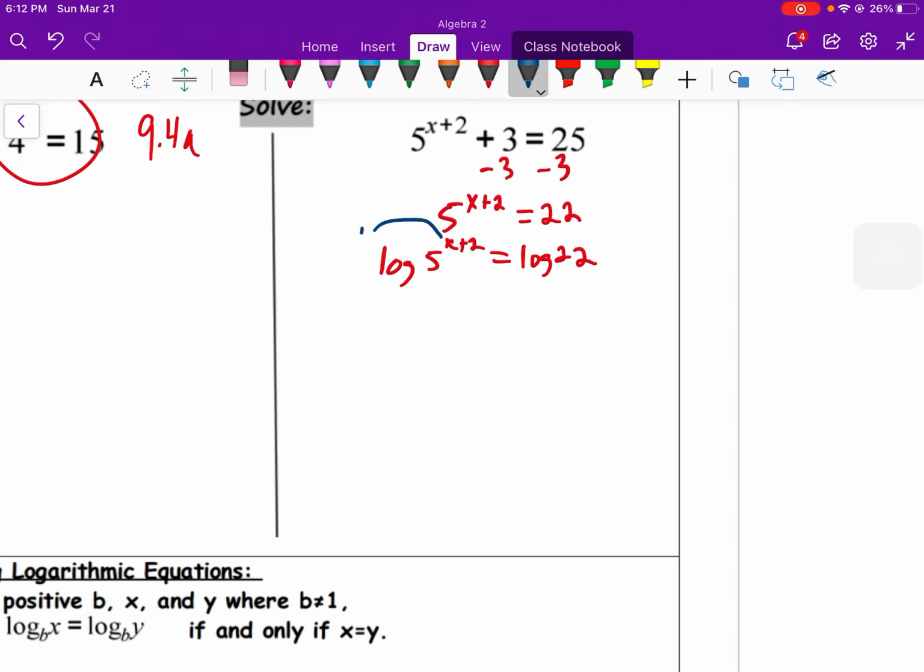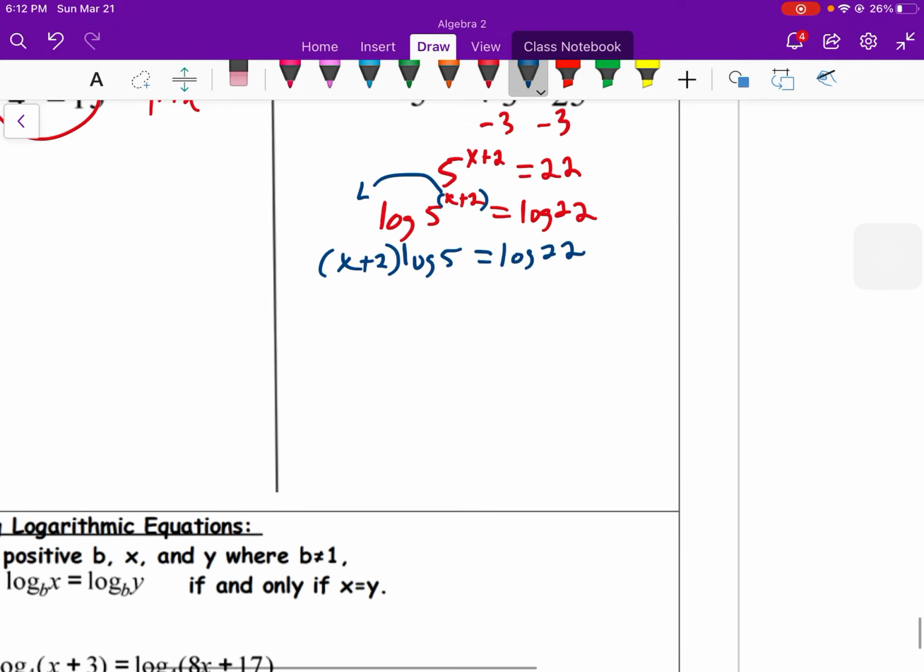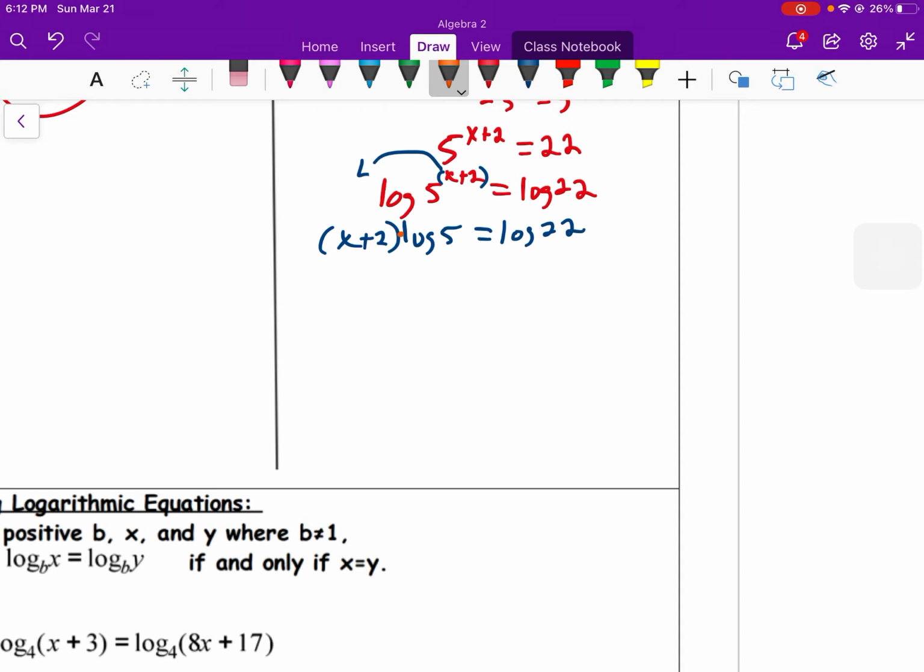Our property then says that this can come out front. This is the quantity, x plus 2. So it's x plus 2 times log of 5 equals log of 22. So since this is a product here, we're trying to get x by itself. We're going to want to divide both sides by log of 5. This will simplify because anything divided by itself is 1. So then we're left with x plus 2 equals log of 22 divided by log of 5.